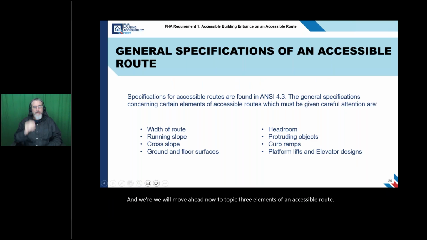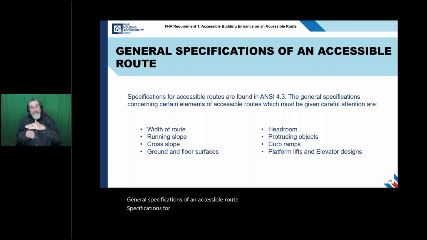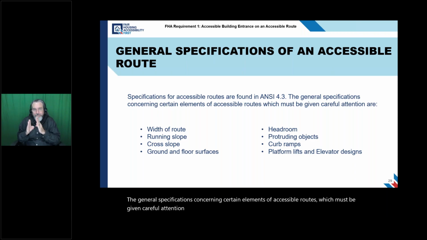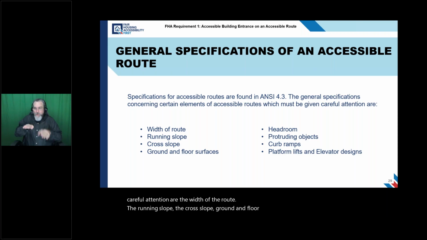General specifications of an accessible route. Specifications for accessible routes are found in ANSI 4.3. The general specifications concerning certain elements of accessible routes which must be given careful attention are the width of the route, the running slope, the cross slope, ground and floor surfaces, headroom, protruding objects, curb ramps, and platform lifts and elevator designs.